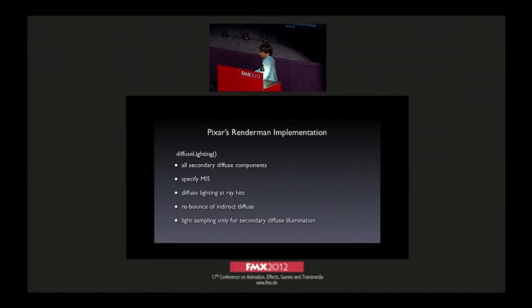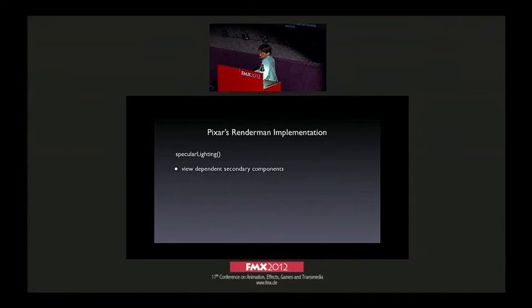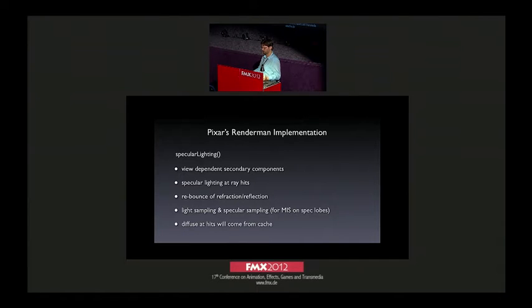So this is an outline of basically the new shading paradigm. And then very important is the radiosity cache, which is new in PRMan 16, and that does a lot of speed ups for diffuse. And the specular lighting does the view dependent secondary components, the specular lighting at the ray hits, the rebounces, and the light sampling, and the diffuse at the hits come from that cache.